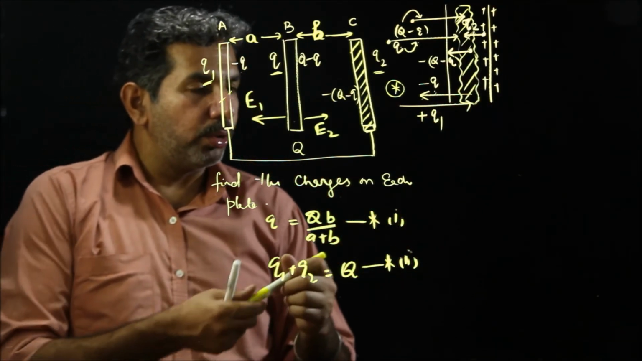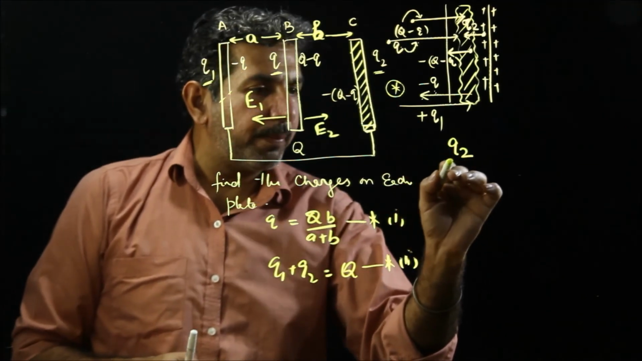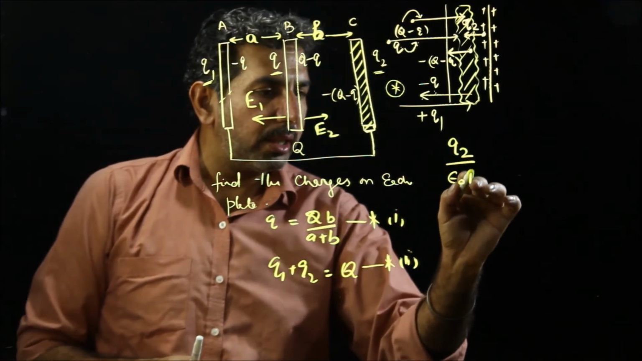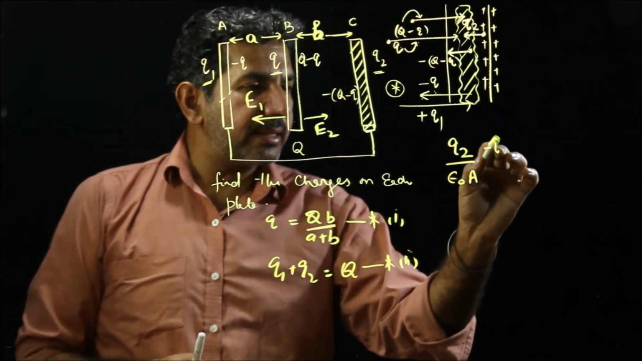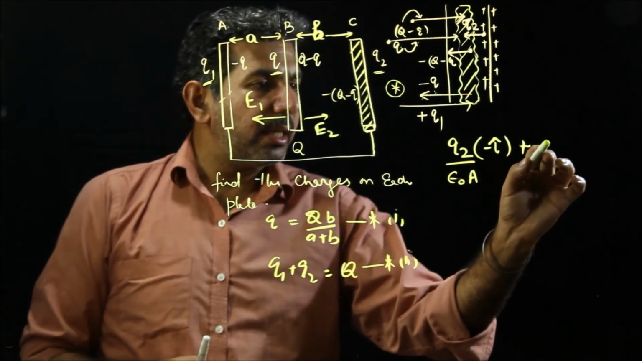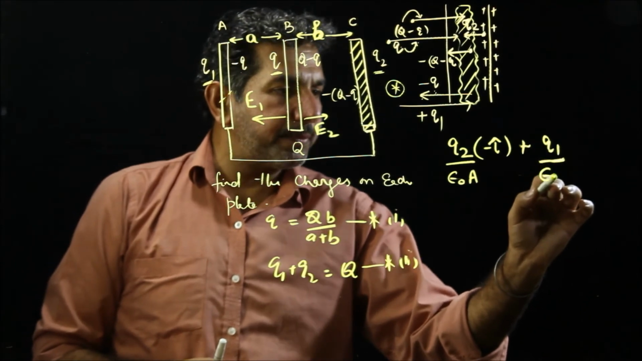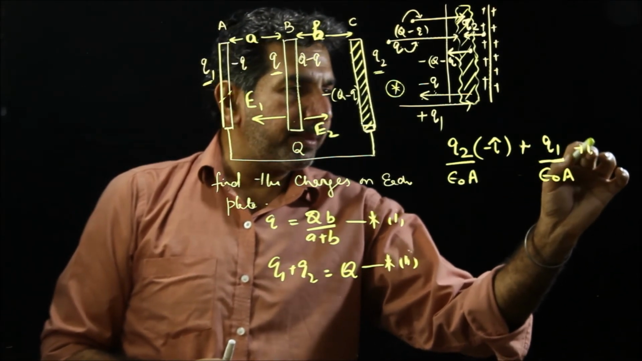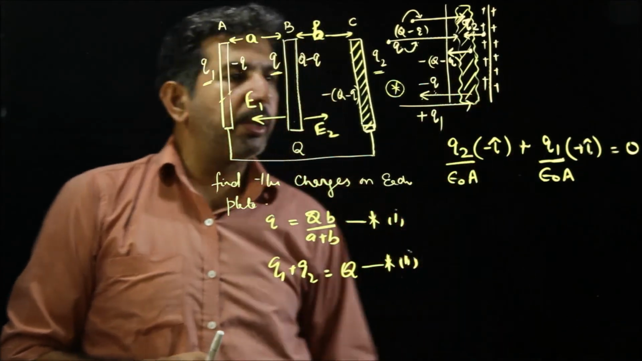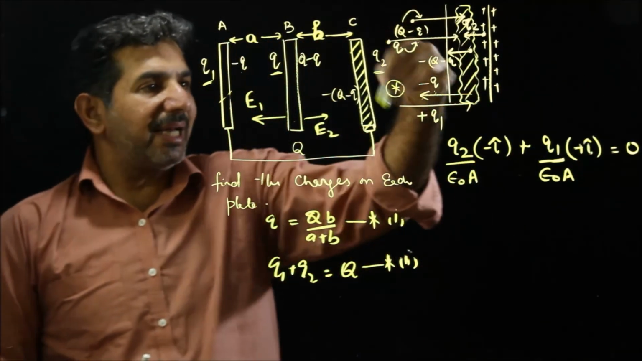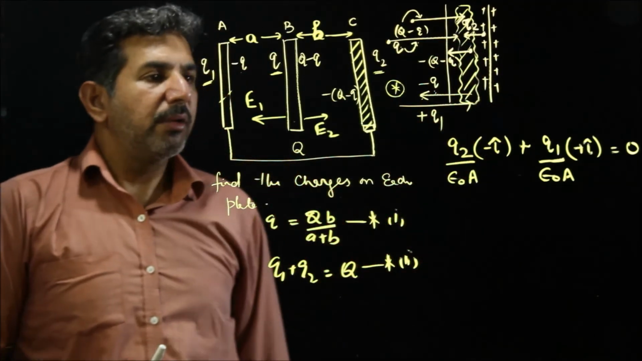And now what I am going to do is, it is q2 upon epsilon naught A in the minus i cap direction, and q1 upon epsilon naught A in the plus i cap direction, and in total it will be equal to 0. Why? Because the net electric field passing through this region will be 0.